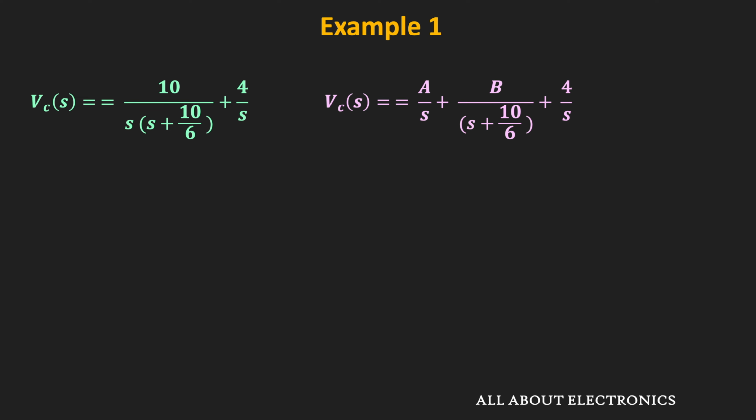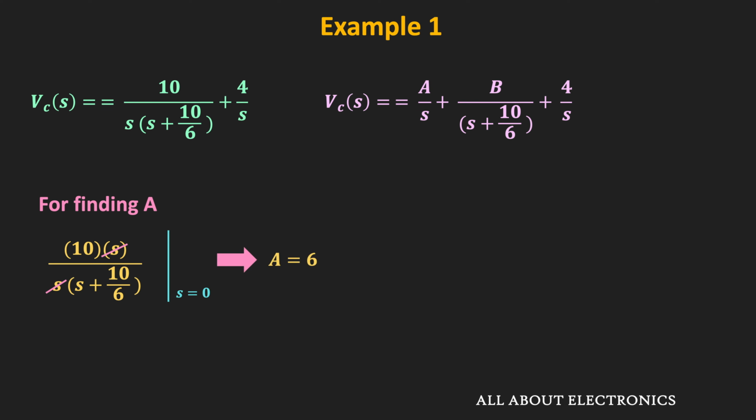Now using the residue method, we can easily find the coefficients a and b. For finding the coefficient a, what will we do? We will multiply the first term by s, and we will evaluate the expression at s equal to 0. Now the s in the numerator and the denominator will get cancelled out. And in this expression, if we put s equal to 0, the value of a will come out as 6.